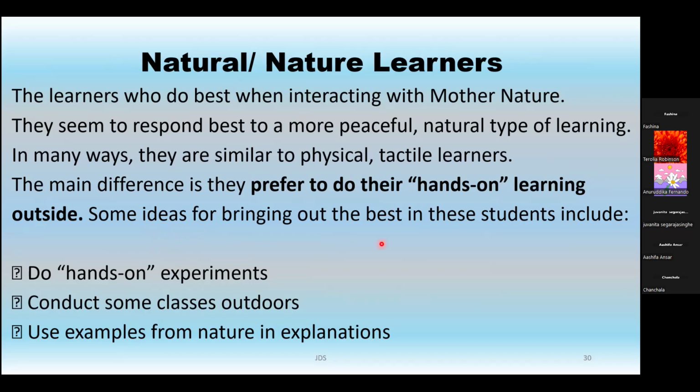Hands-on learning, right? It can be outdoor activities or even writing or drawing something. Whatever they do outdoors will bring about success to them.